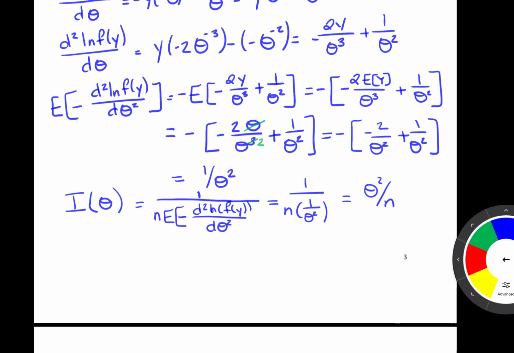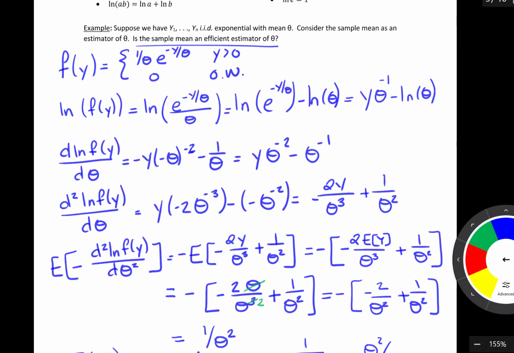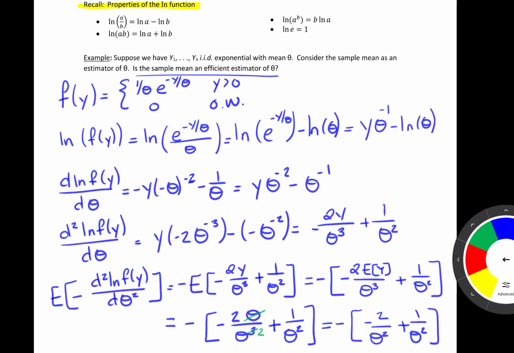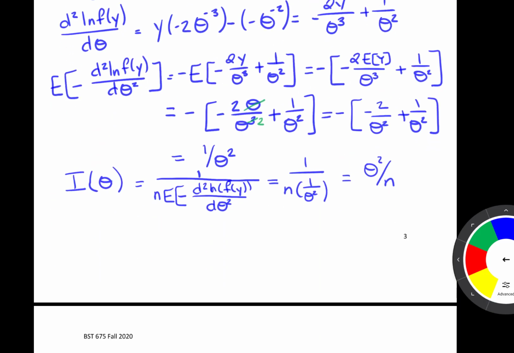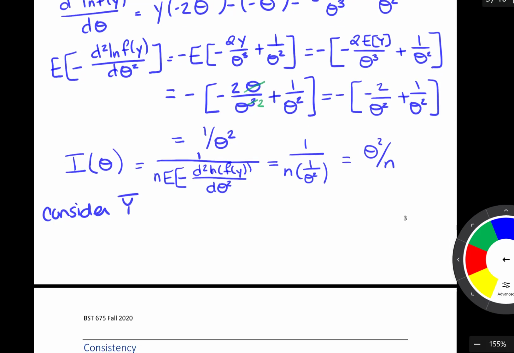So now the whole reason we're doing this is we want to show that y bar is an efficient estimator. So if we can show that the variance of y bar is equal to theta squared over n, then we know that y bar is an efficient estimator because it reaches the Cramer-Rao lower bound. So now consider y bar. Okay? We know that y bar is unbiased. We know the expected value of y bar is equal to mu, which is equal to theta. So y bar is unbiased for theta.